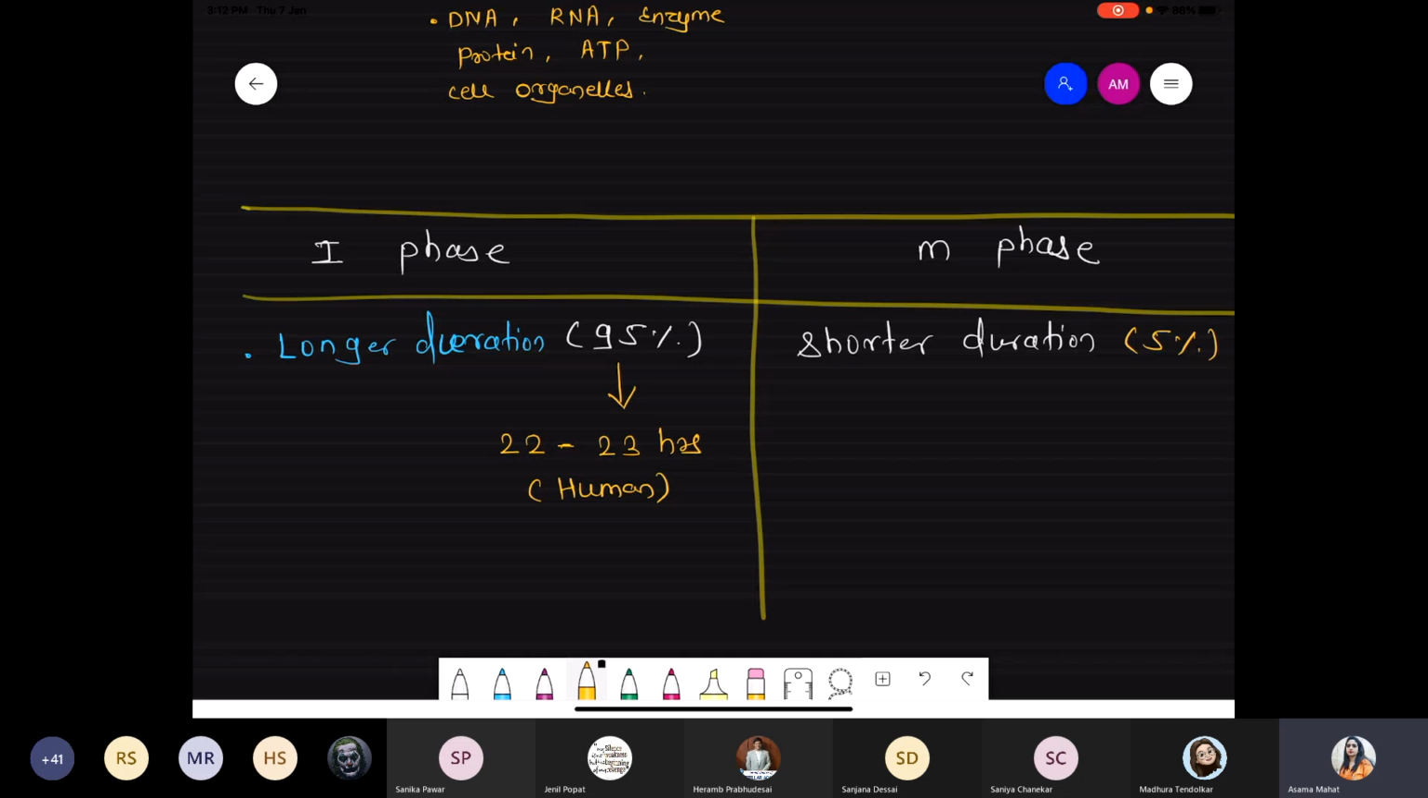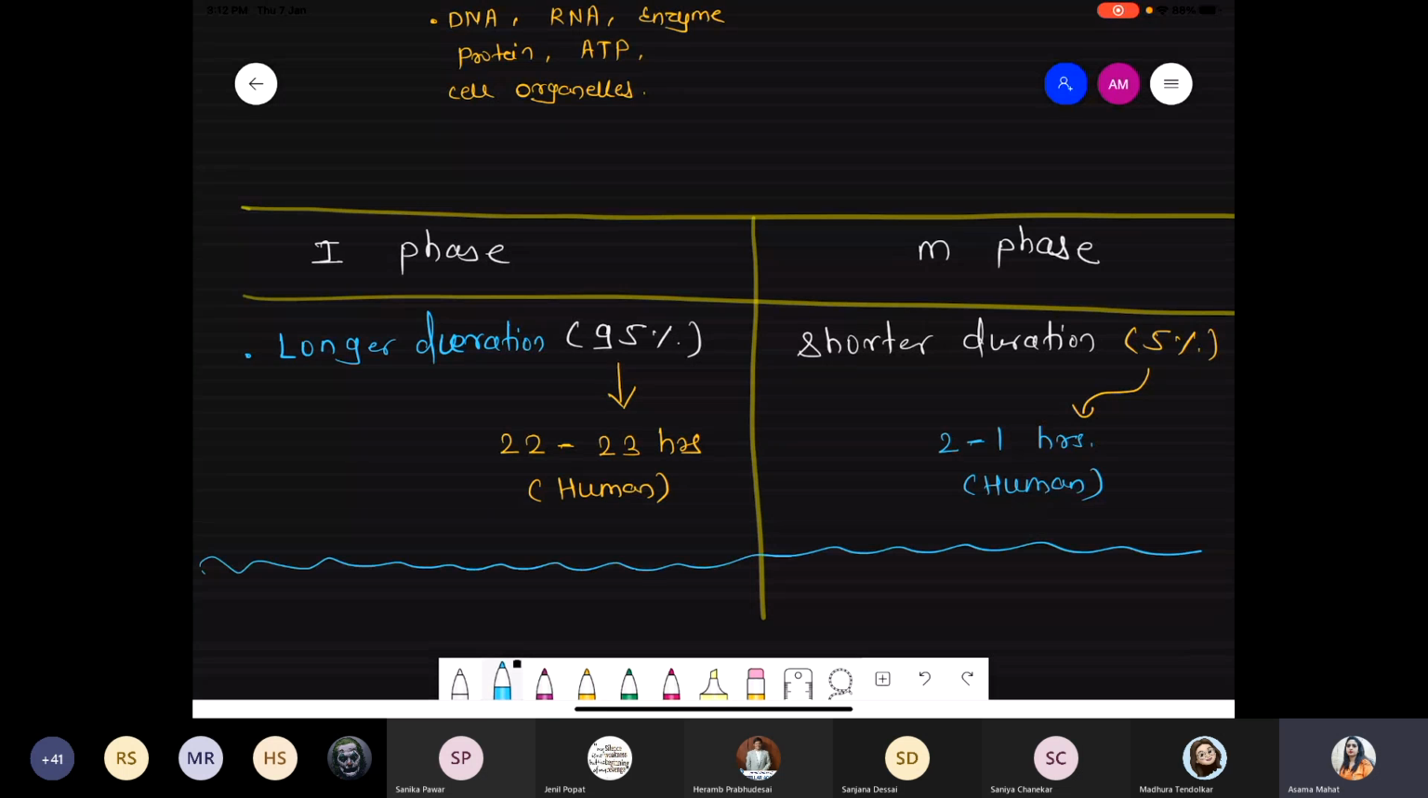But when we consider 5%, it means that hardly 1 to 2 hours are required in case of the human, because it's very short, but lots of drama is happening in the M phase. We will see ahead condensation, decondensation, chromosome movement, the nuclear membrane, everything disappears and reappears, lots of rapid movements occur during the M phase, but it is shorter.